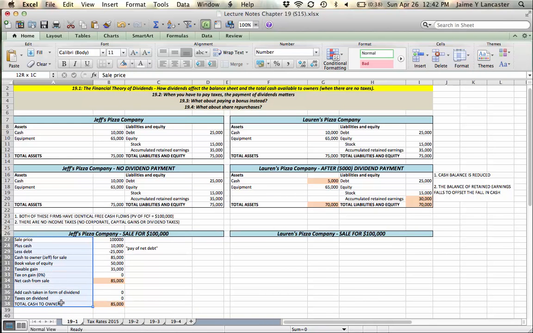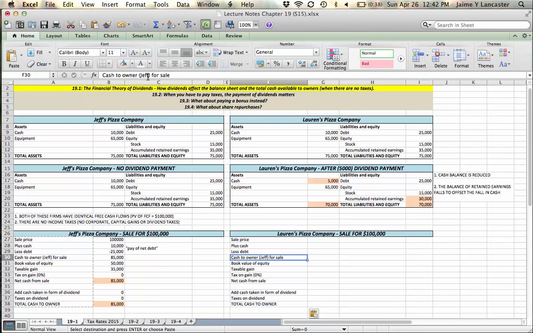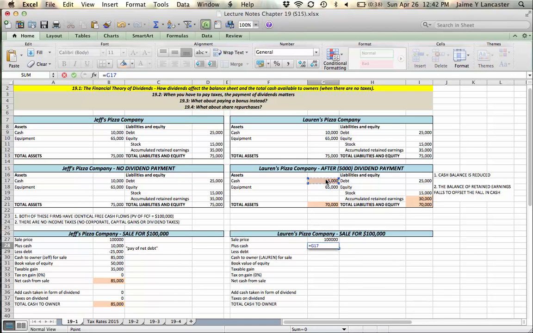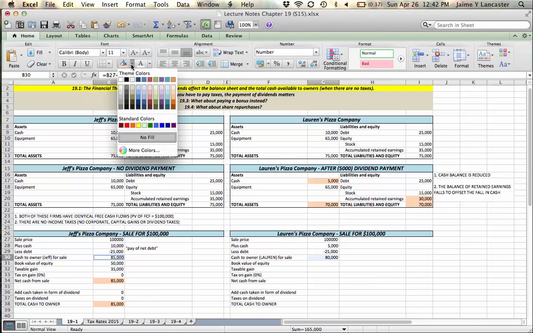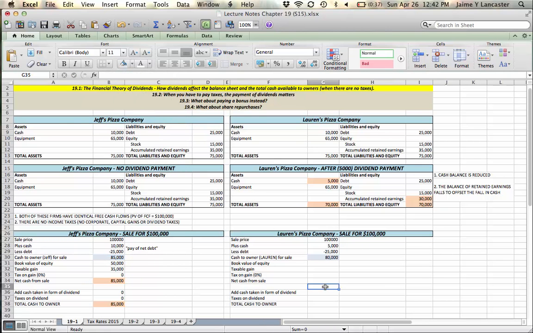I'm going to borrow these, bring them over here for Lauren. And let's take a look at her selling the company. Well, the present value of her future cash flows is still $100,000. However, she's got slightly less cash because she took some money out in the form of dividend. So the cash to her as an owner is going to be slightly less than the cash going to Jeff. Can you see that difference there? There's less cash for the sale exchanging hands.